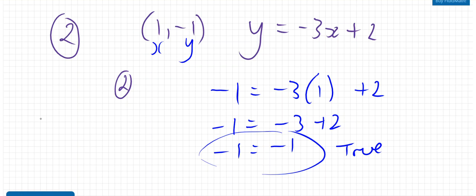If I happen to get, just say I had minus 1 equaled a 2, you can see it's a false statement. That is not true. That is false. Therefore, this point doesn't belong to that equation or to that line. So this other way of doing it, you sub both in. If both sides are equal, the same value, in this case, negative 1 and negative 1, it's a true statement. So therefore, you would say this point belongs to that line or to that equation.